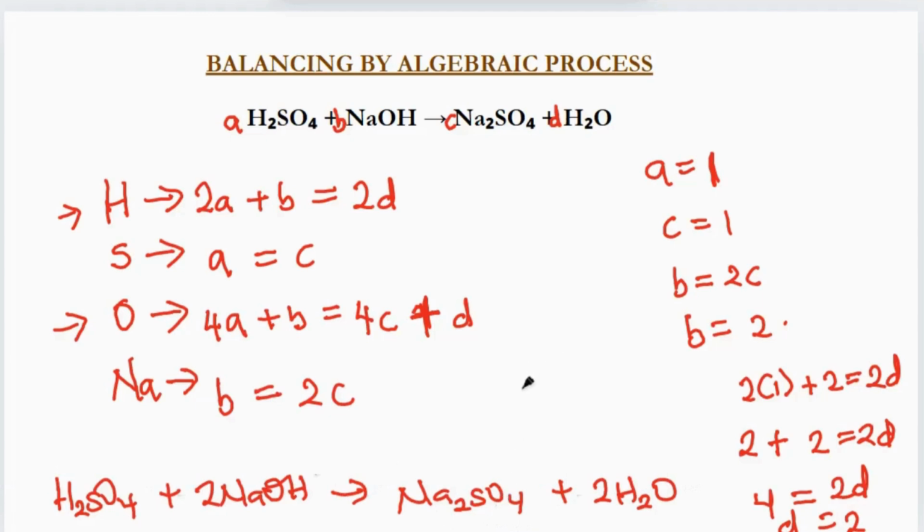Okay, so what this algebraic process helps you to do is to quite easily balance more complex reactions, the ones that are more complex than just simple A plus B equal to C, or something as simple as H2O producing oxygen plus H2. So it helps you to go further.